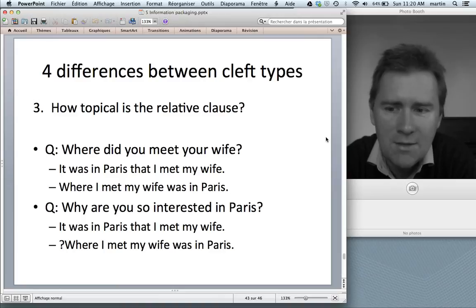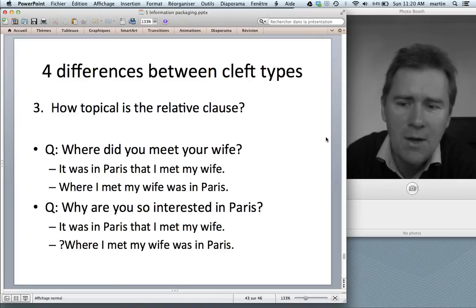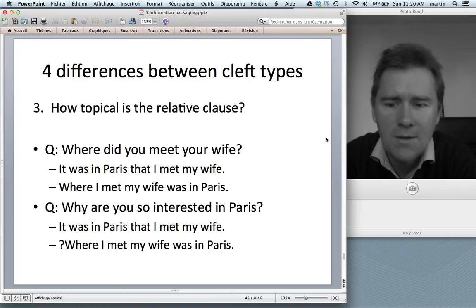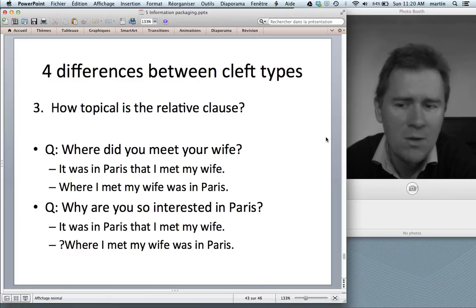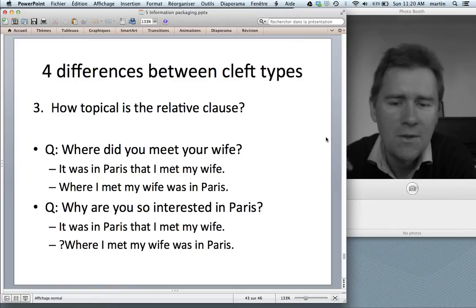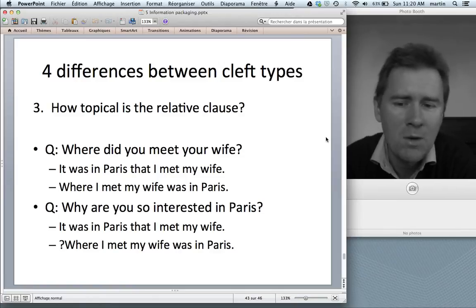Compare that to the second example here. Why are you so interested in Paris? You can answer that by saying, it was in Paris that I met my wife. So that seems to work. But why are you so interested in Paris? Where I met my wife was in Paris. That does not seem to work so well.